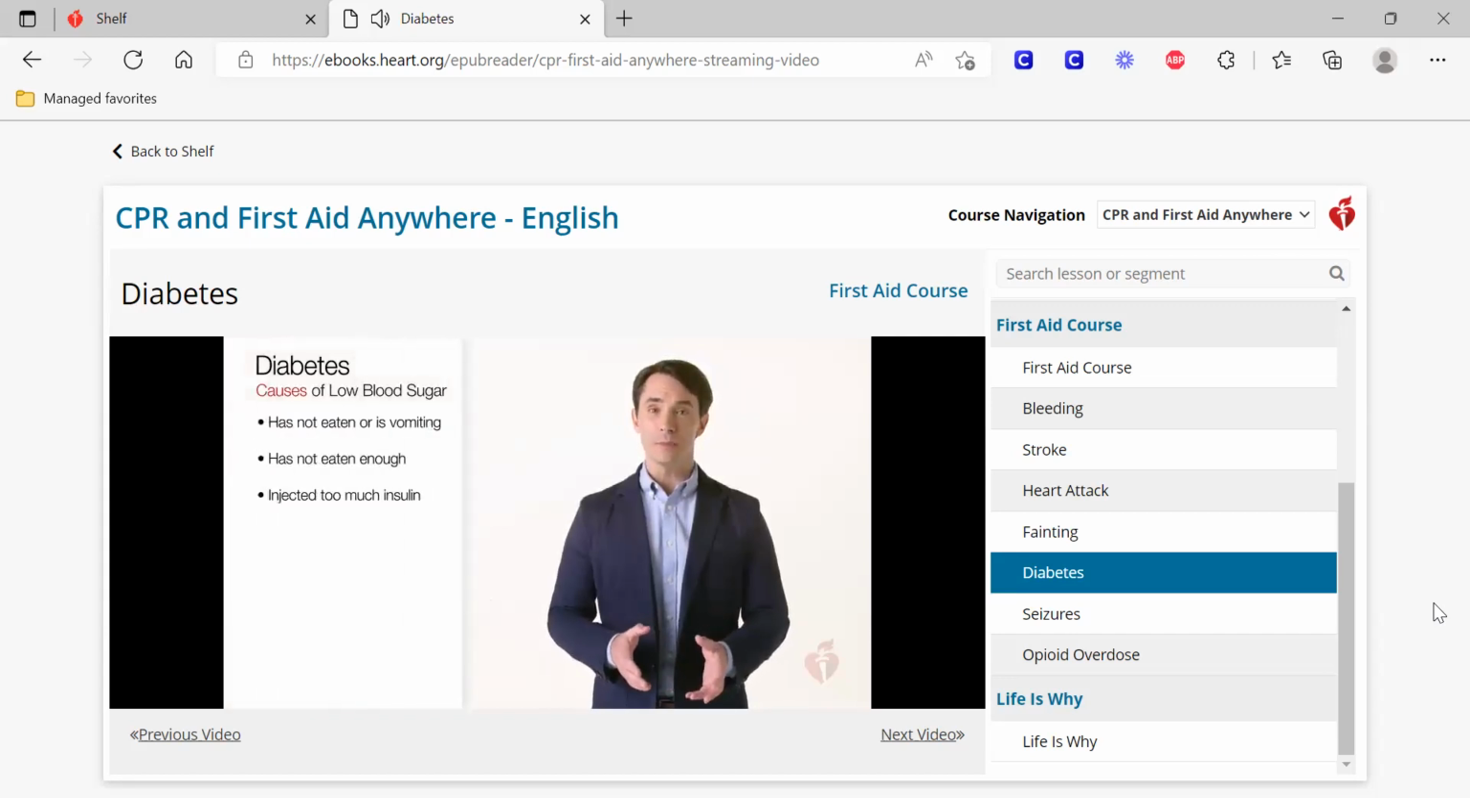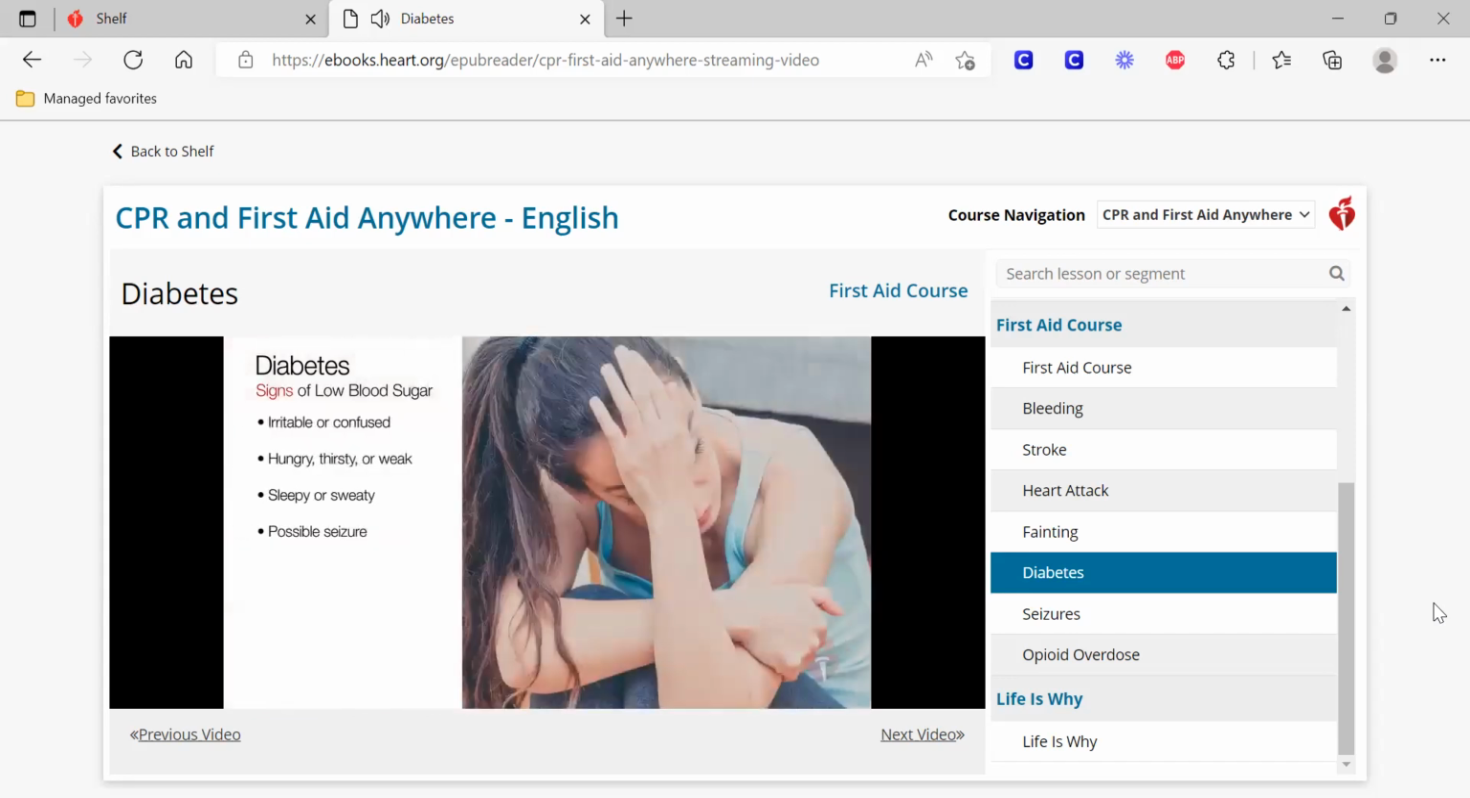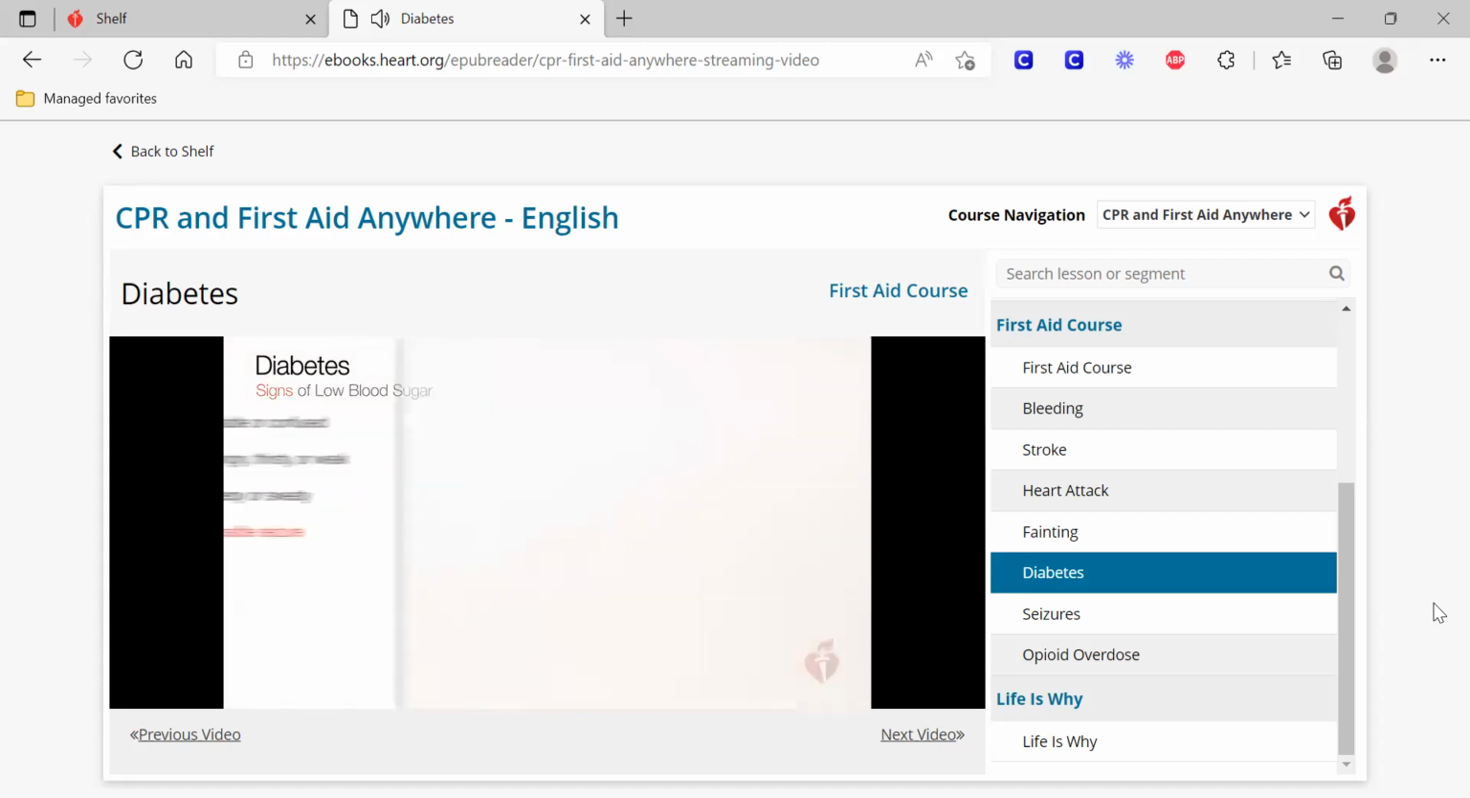Signs of low blood sugar can come on quickly in someone with diabetes. Low blood sugar can occur if a person with diabetes has not eaten or is vomiting, has not eaten enough food for her level of activity, or has injected too much insulin. If low blood sugar occurs in a person with diabetes, the person may become irritable or confused, hungry, thirsty, or weak, sleepy, or sweaty, or the person might even have a seizure.